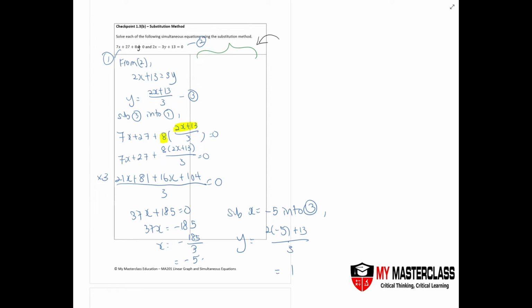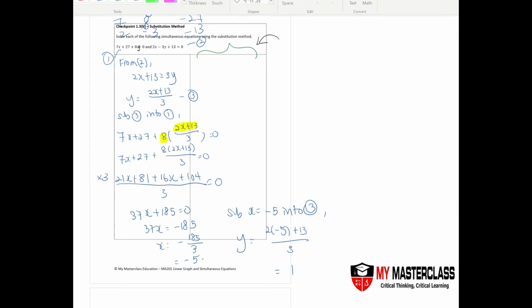Remember to position your different terms and different coefficients according to what the calculator is asking for, because the calculator is asking for a, b, and then equal to c. So make sure you put in 7, 8, negative 27, as well as 2, negative 3, and negative 13. Then you'll be able to get the x and y values correctly.